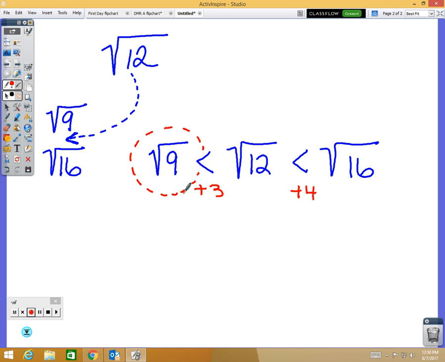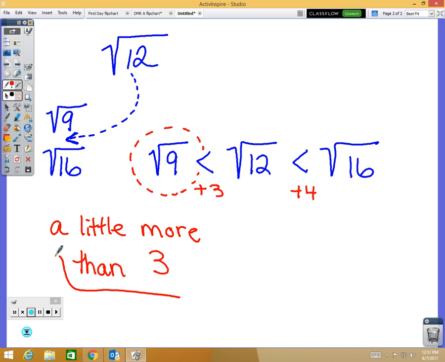Now, let me ask you another question. What does the square root of 9 equal again? 3. So it's a little bit more than the square root of 9, but it's not quite 4, right? So it's between 3 and 4. We're not going to say 3.5. We're going to say a little more than 3. That will be our answer for what the square root of 12 equals. The square root of 12 is a little bit more than 3.